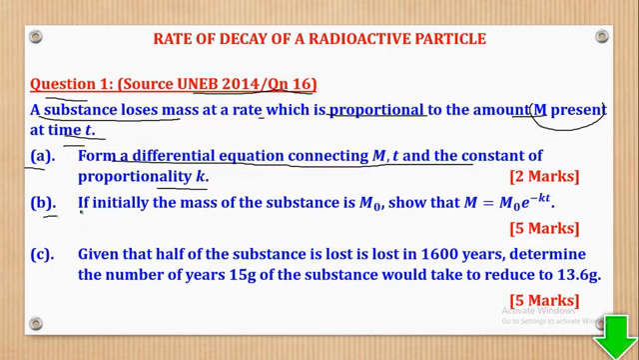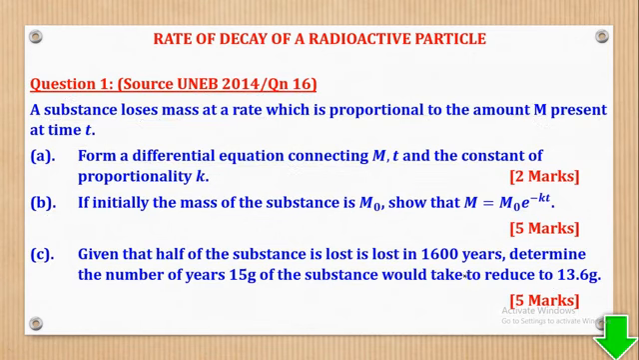Then part B, if initially the mass of the substance is m0, show that m is equal to m0 exponential of negative kt. And part C, given that half of the mass substance is lost in 1600 years, determine the number of years 15 grams of the substance would take to reduce to 13.6 grams. So let's start with part A.